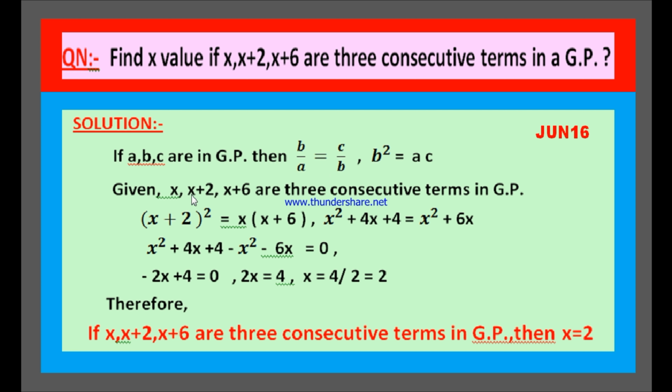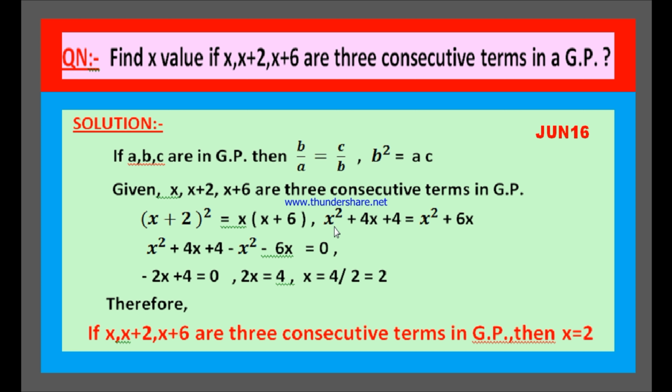Now we have given that one term is x, and the second term is x plus 2, and the third is x plus 6. These 3 are the consecutive terms of GP. Then B square means the second term whole square, that is x plus 2 whole square, is equal to A into C. A value is x and C means last term is x plus 6. X plus 2 whole square means it is in the form of A plus B whole square. A square plus 2AB, 2 into x is 4x, plus B square means 2 square is 4, is equal to x into x is x square plus x into 6 is 6x. X square plus 4x plus 4 is equal to x square plus 6x.